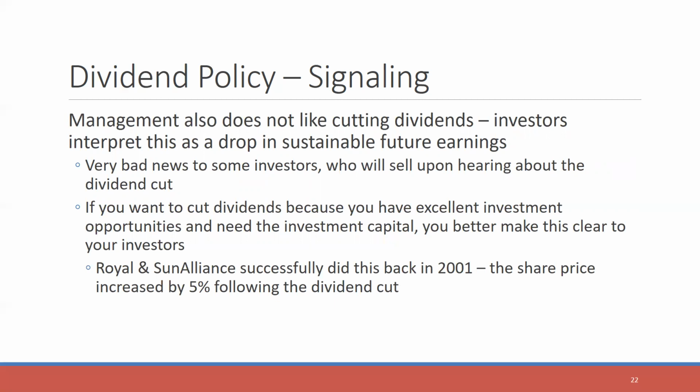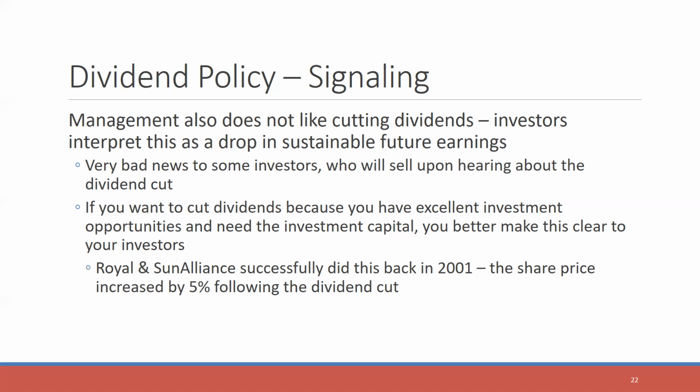So Royal Sun Alliance successfully did this back in 2001. They said, hey, we've got great investment opportunities, so we're going to cut the dividend. And in that example, the share price increased by 5% following the dividend cut.